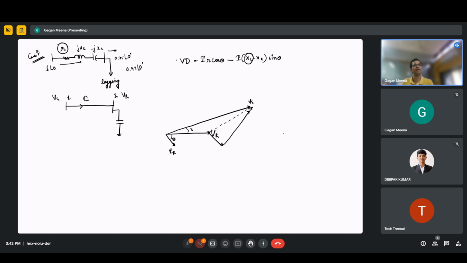Now, if you have a capacitor also here, which is supplying a current, with respect to VR, is IC lagging or leading? Leading. Yes, so this is VR. IR is still here, lagging at an angle theta. But we have IC here, leading. I'll use a different color. So IC is smaller.